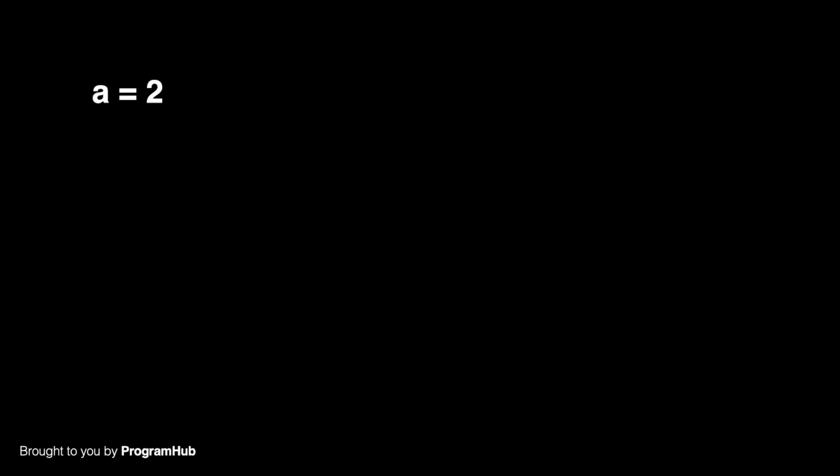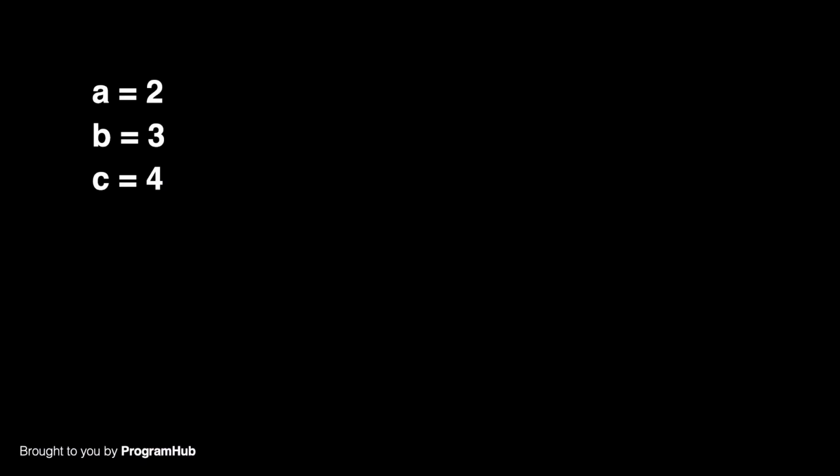So if you know a little bit about programming, there is a question for you. If a is equal to 2, b is equal to 3, and c is equal to 4. This is the declaration of all the variables that we have. So a is equal to 2, b is equal to 3, and c is equal to 4.